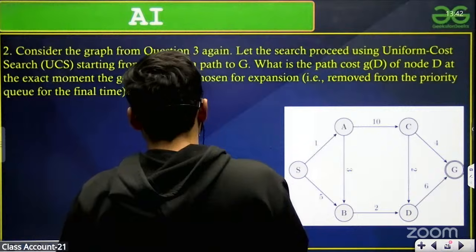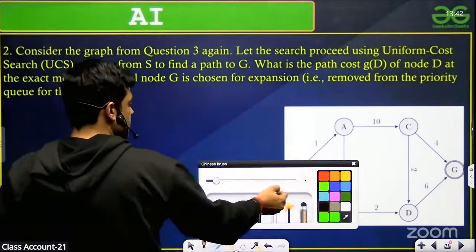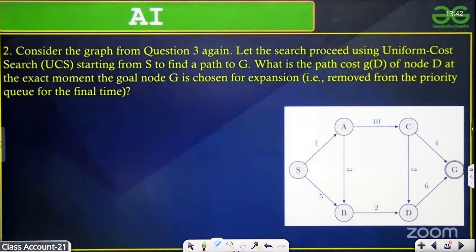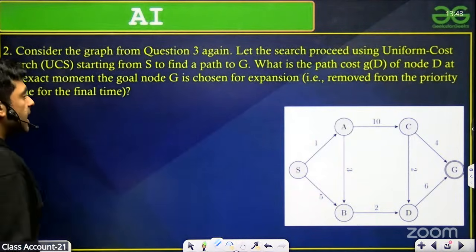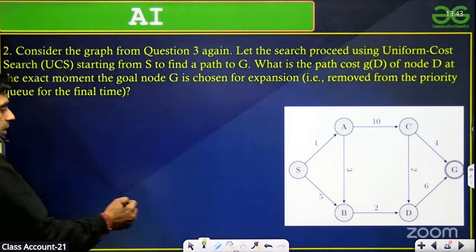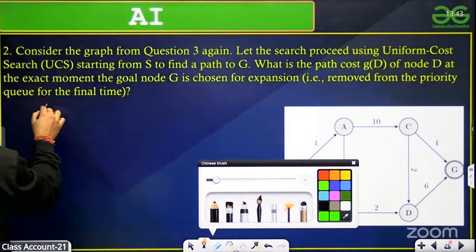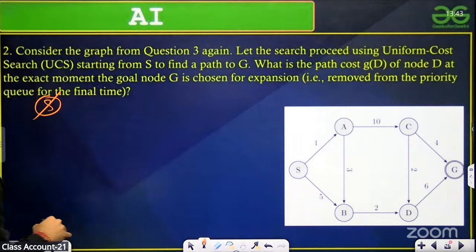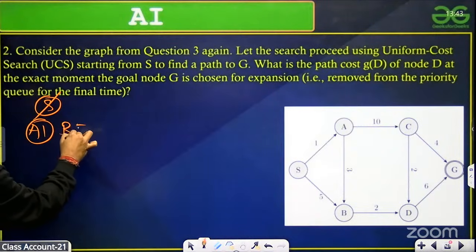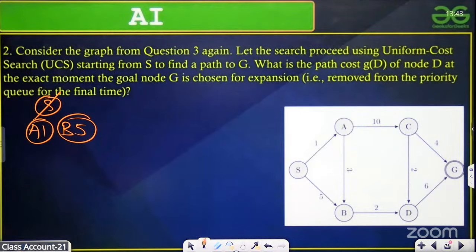So how to apply UCS? Already we know how UCS, uniform cost search, is applied. It is the algorithm that guarantees the shortest path from a point to the other points. Now let us start with point S. After exploring S, I would be exploring A1 and B5. The shortest path would always be explored at any level.